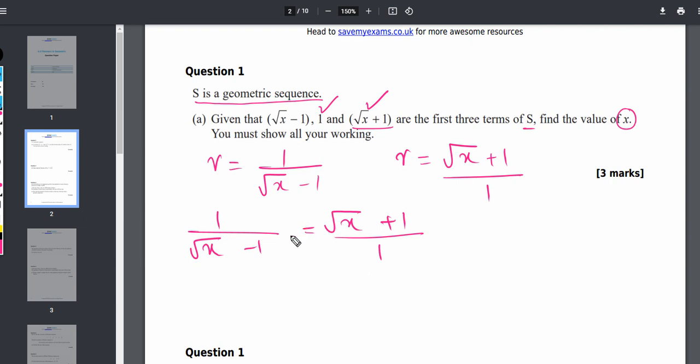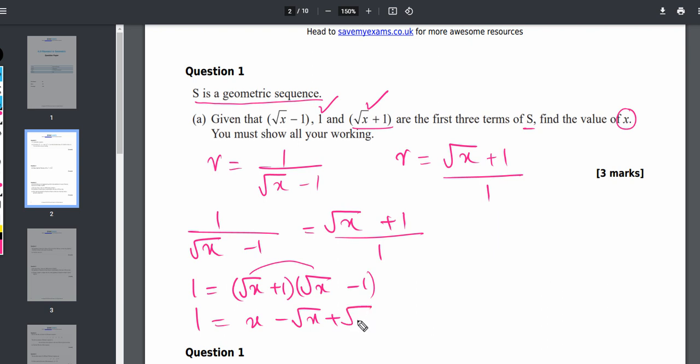I'll do the cross multiplication. As a result of that, I'll get 1 equals under root x plus 1 times under root x minus 1. So I'll just expand the brackets and work out the value of x. Under root x times under root x will be equal to x, then minus under root x, then plus under root x, minus 1. This will get cancelled, so I'll get 1 equals x minus 1.